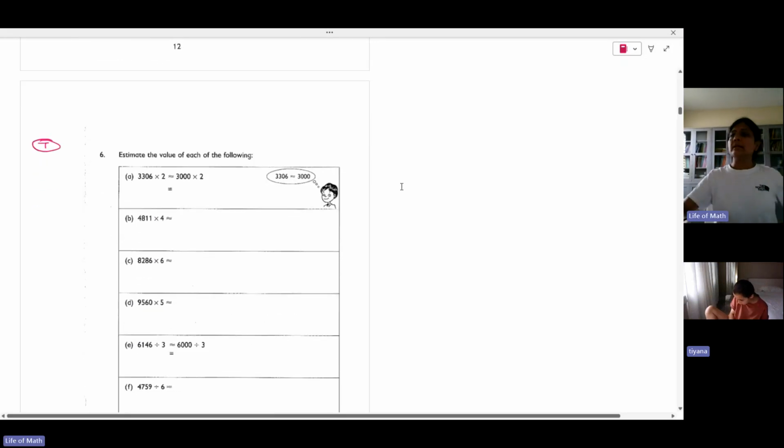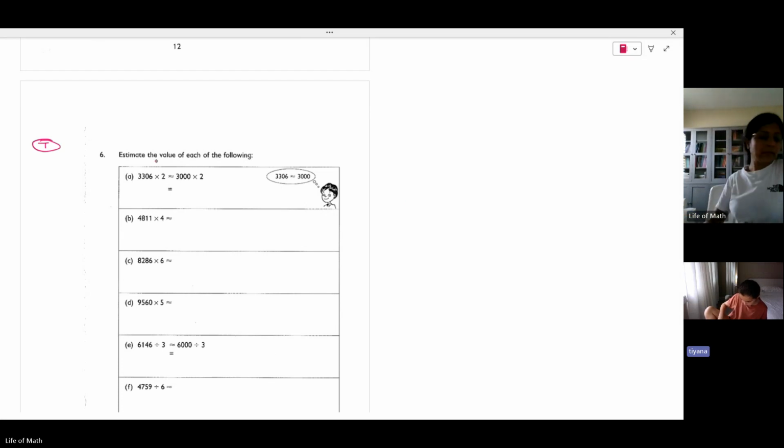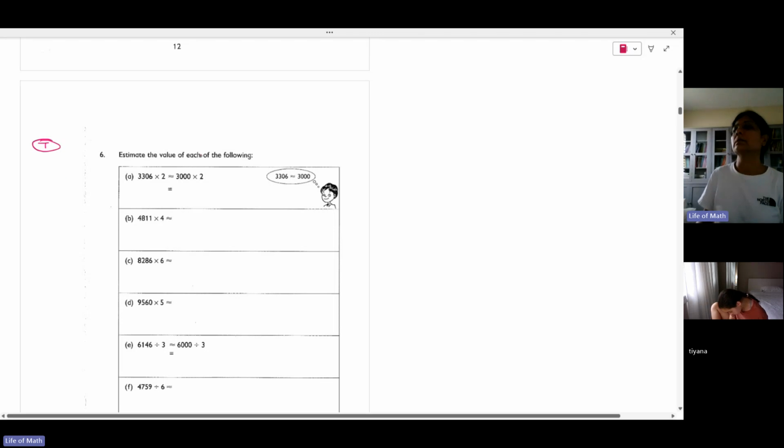All right. Estimate the value of each of the following. In multiplication, 3,306 will be rounded down to 3,000, times 2. 3 times 2 is 6, so 6,000.